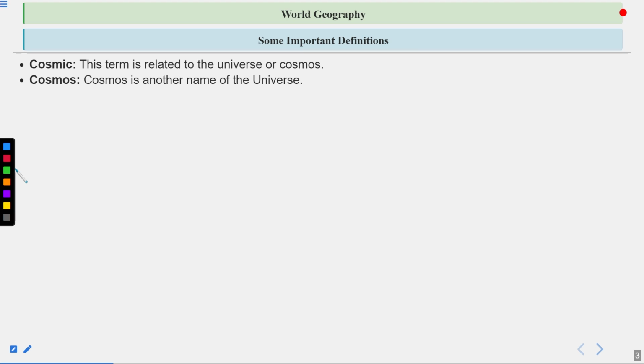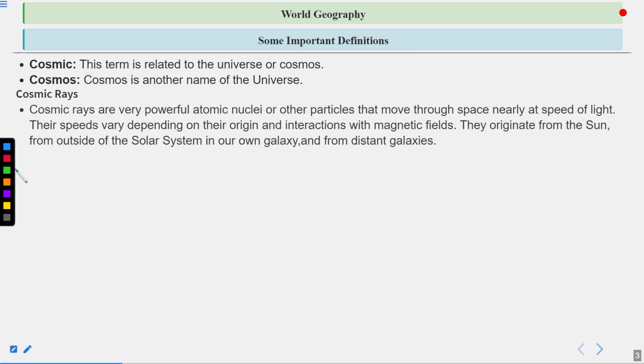The universe is the collection of all the galaxies that we see around our Earth. Like our Milky Way, there are billions of galaxies in the universe. So that is the total universe, and it is also known as cosmos. Cosmic rays are very powerful atomic nuclei or other particles that move through space nearly at the speed of light. Their speeds vary depending on their origin and interactions with magnetic fields. They originate from the Sun, from outside of the solar system in our own galaxy, and from distant galaxies. It causes cancer.